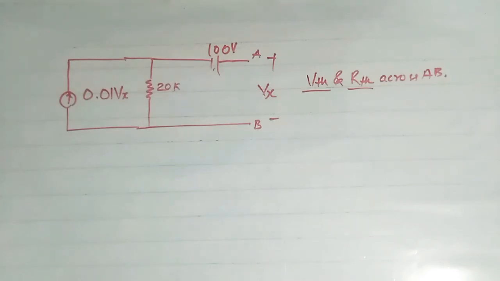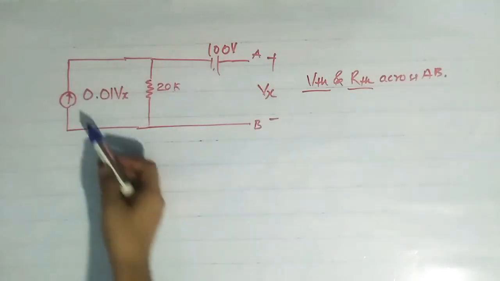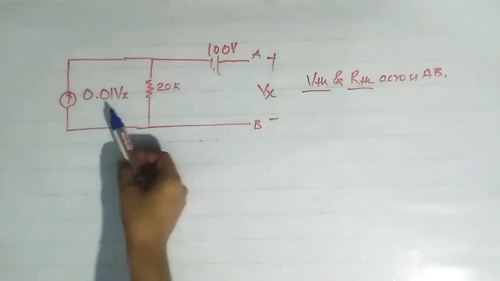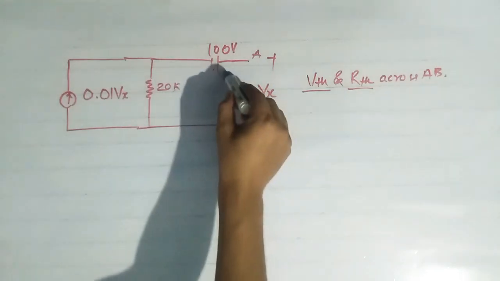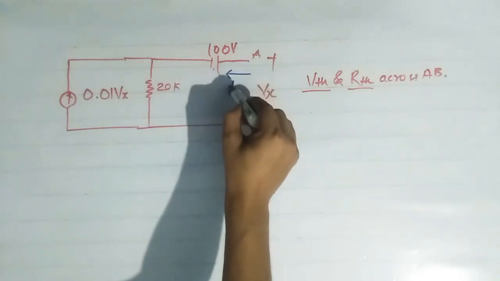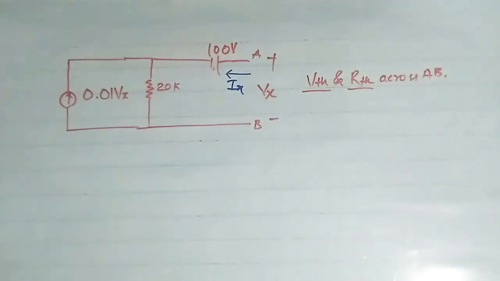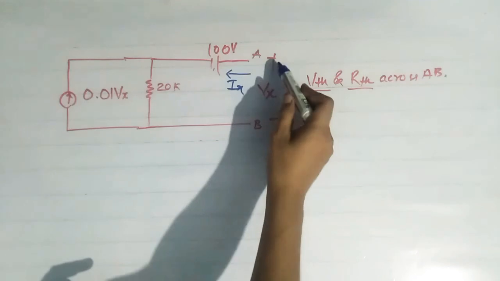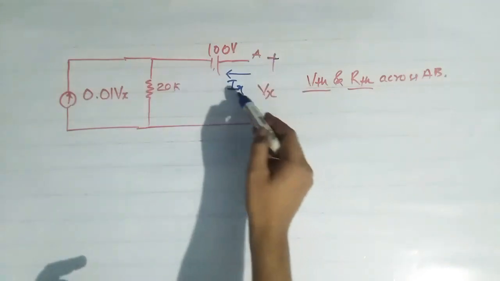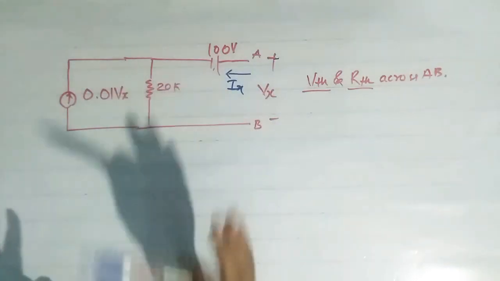Now see this question. Here we have to find Thevenin voltage and Thevenin resistance for this circuit. In this circuit also we will again use the same concept. This is Vx given and this is a dependent current source that depends upon the voltage Vx. Suppose we assume current Ix here. You have to be careful while assuming the direction of current. We have to take the polarity of Vx like this and the direction of current always like this.